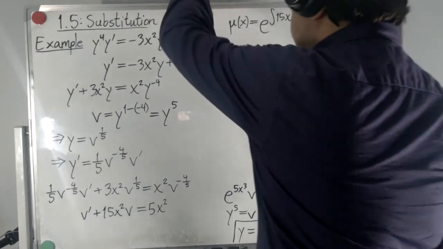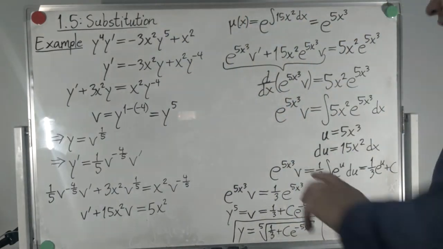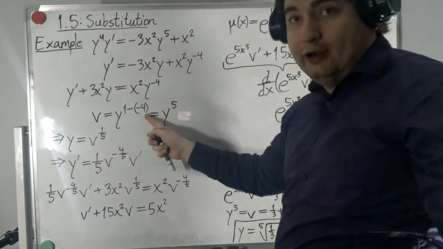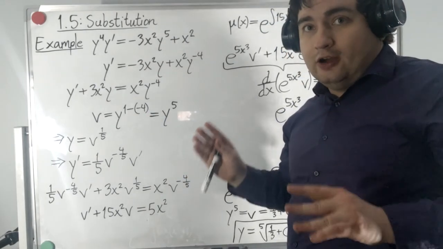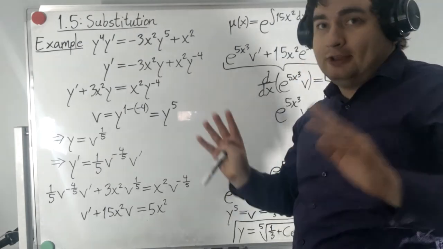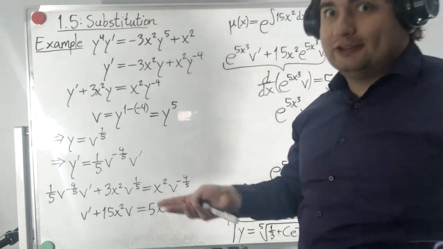So, to reiterate, this substitution y to the 1 minus n is always the way to solve a Bernoulli ODE. Not all ODEs are Bernoulli, of course.